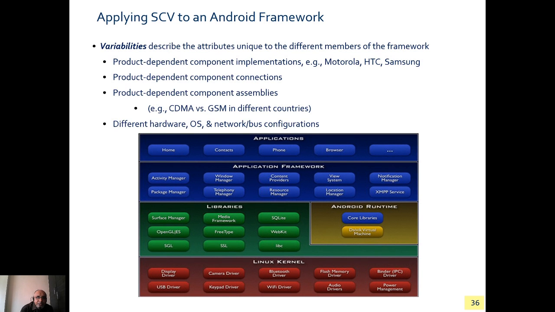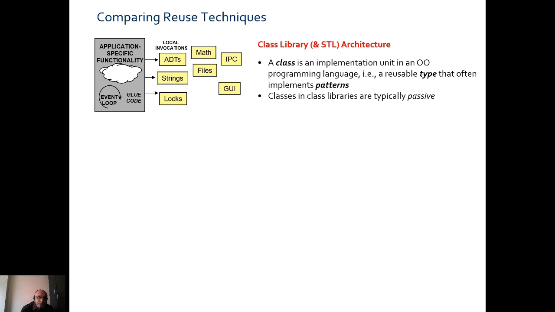Now, another thing is that product dependent component implementation, Motorola, HTC, Samsung. Why not Apple iPhones? Yes, of course. The country specific CDMA, GSM utilizations, isn't it, maybe there. Hardware and OS network bus configurations, they could also be existent.